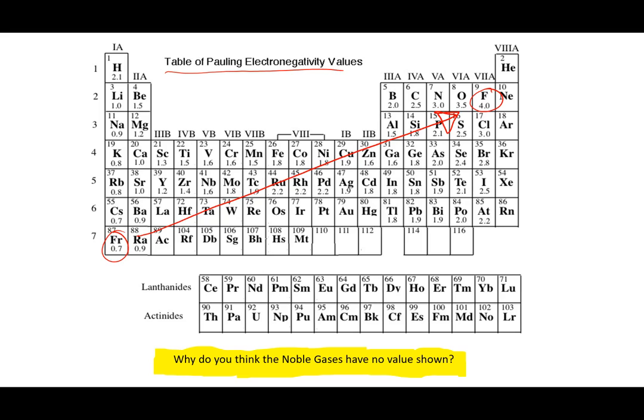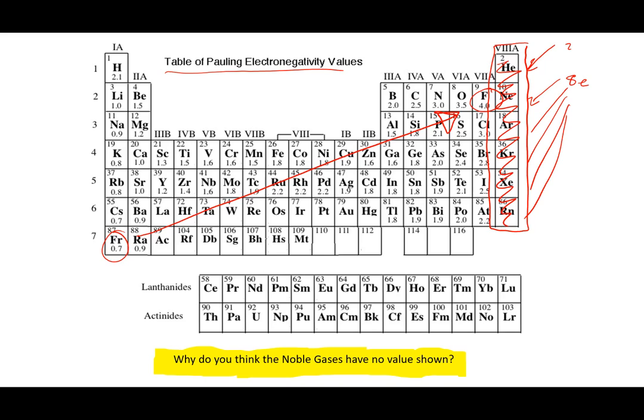Here's a question for you. Why do you think the noble gases have no value shown? So the noble gases are in group 18 here. Why do they not have any values? Well, it's because they have a full octet. Helium has its 2, and all the rest of them have 8 electrons in their valence shells. So they don't need to pull electrons to themselves, and they don't want to give up electrons either. They're perfectly content with the way they are. So we ignore those when we're talking about electronegativity for that reason.